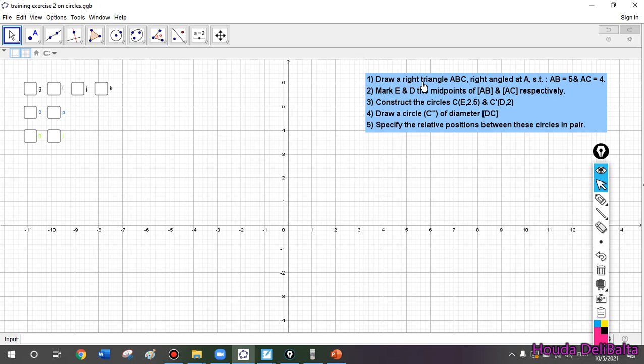Draw a right triangle ABC, right angled at A, such that AB measures 5 and AC measures 4. So, we draw a right triangle ABC, right angled at A. Of course, we use the ruler. That's measuring 5 and that's measuring 4.